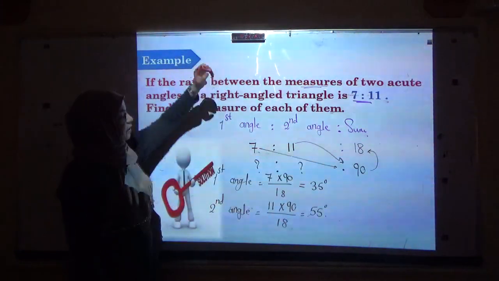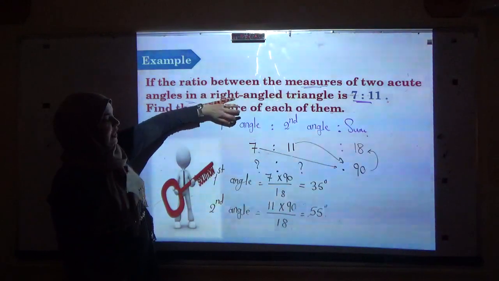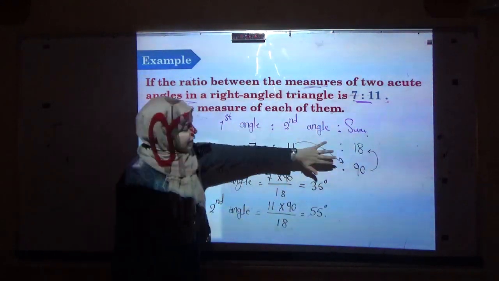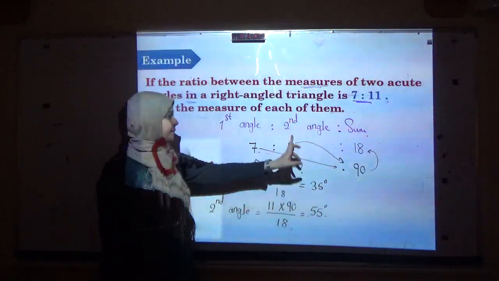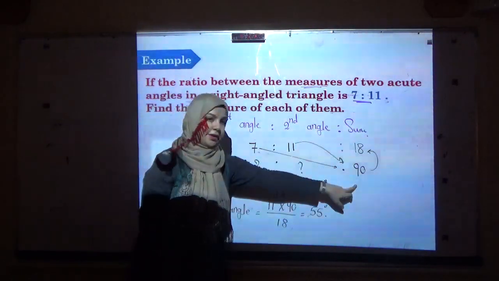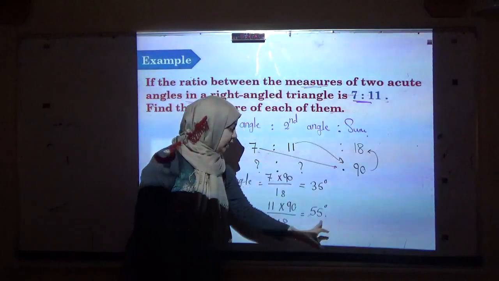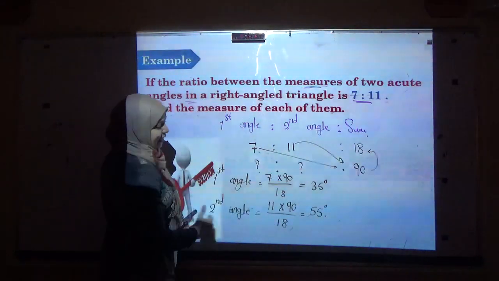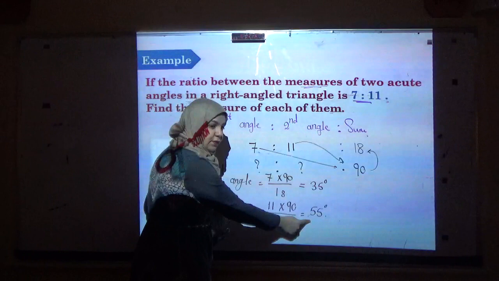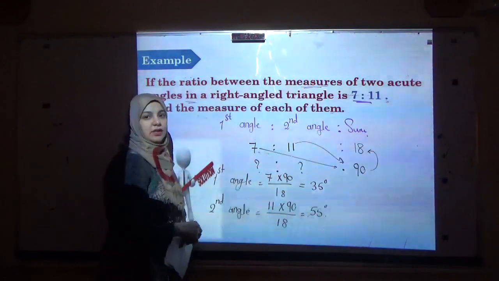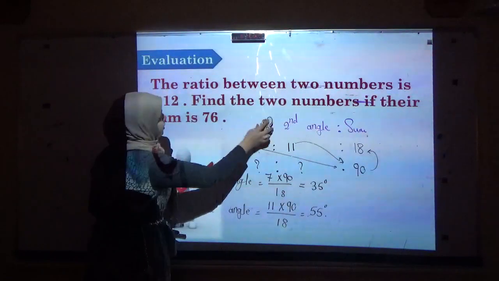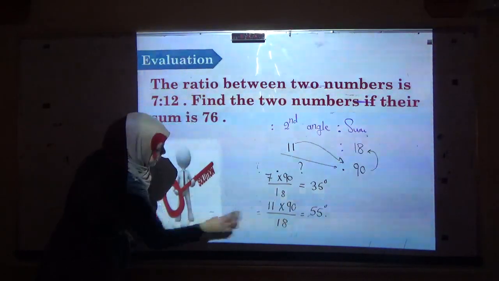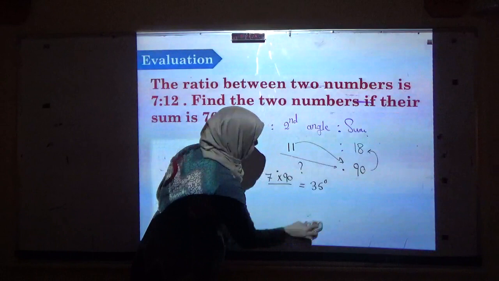Okay? Now we can make cross multiplication to find the first angle. 7 multiply 90 divides 18 equals 35. Also 11 multiply 90 divide 18 equals 55. And if we add 35 plus 55, the sum equals 90. Okay? Now try to answer this example by yourself. Then you check your answer.